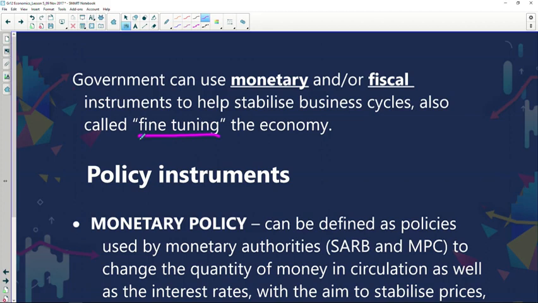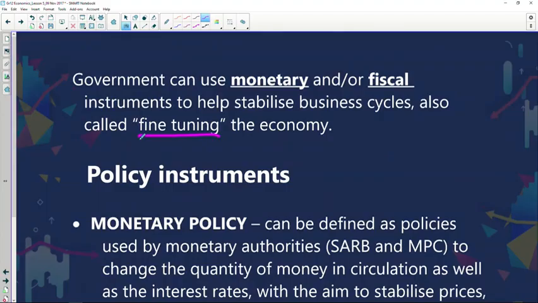Other books refer to it as the smoothing of the economy. So the government has the power and has the instruments and resources in order to perform this task, the task of fine-tuning the economy. The endogenous approach believes that the government should be involved, should intervene in the business cycles or help stabilize the business cycles.